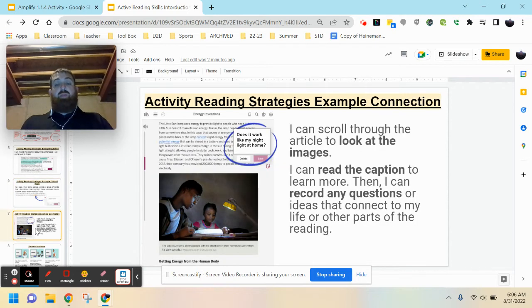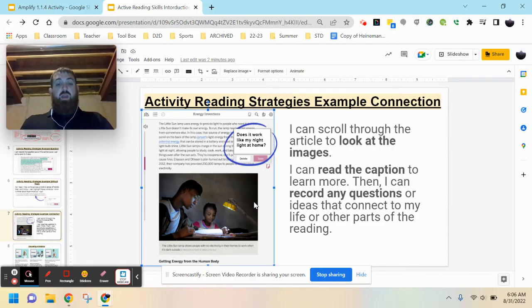And last but not least, we make connections whenever we annotate. As we're reading, we look at images like this one here, and we make connections to our own life. We make connections between the text and such. So maybe we read the caption here, we read about this little lamp here, and we make the connection that, does it work like my nightlight at home as we're reading this, because it looks very different. So we're connecting, making that note, connecting it to our life.